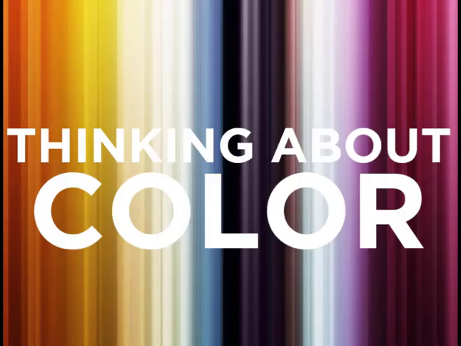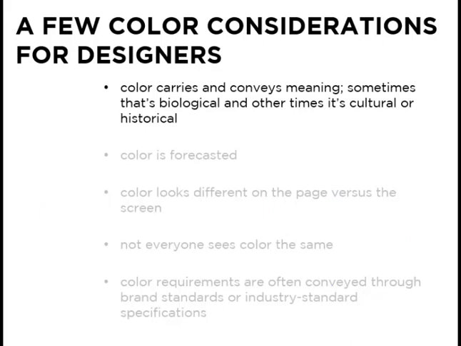So let's think and talk about color. Here are 5 primary design considerations regarding color use. These aren't the only ones, but these 5 are the ones I want to focus on in this video. First, color carries and conveys meaning. Sometimes that's biological, other times it's cultural or historical. Second, color is forecasted. Third, color looks different on the page versus the screen. Fourth, not everyone sees color the same. Finally, color requirements are often conveyed through brand standards or industry standard specifications.